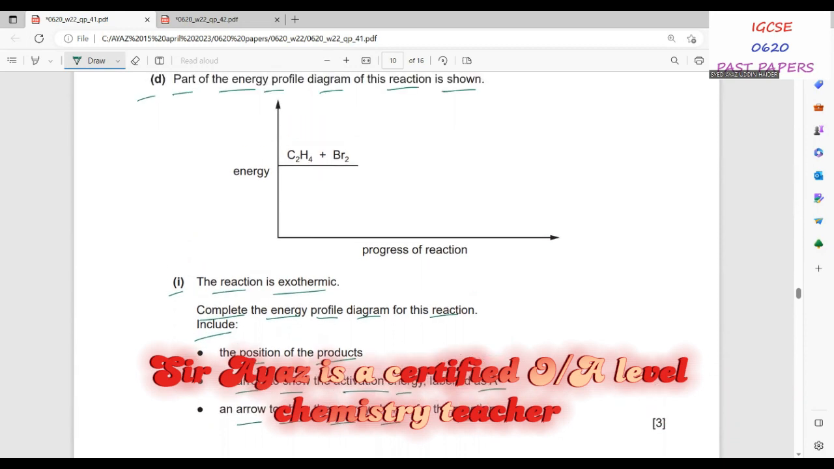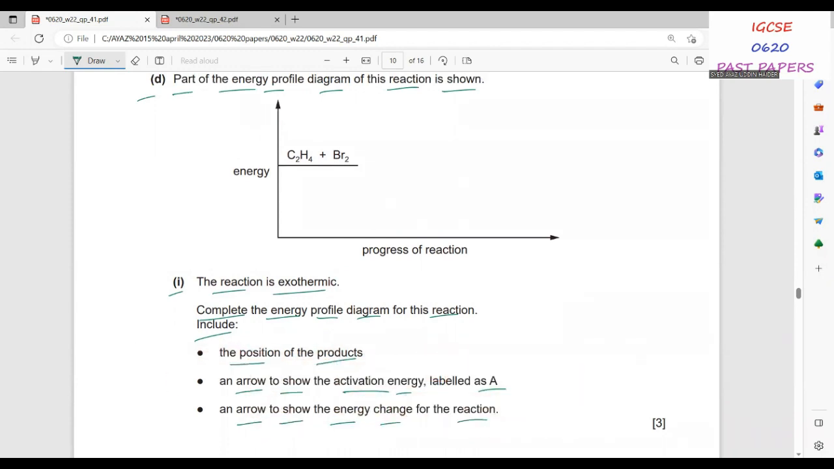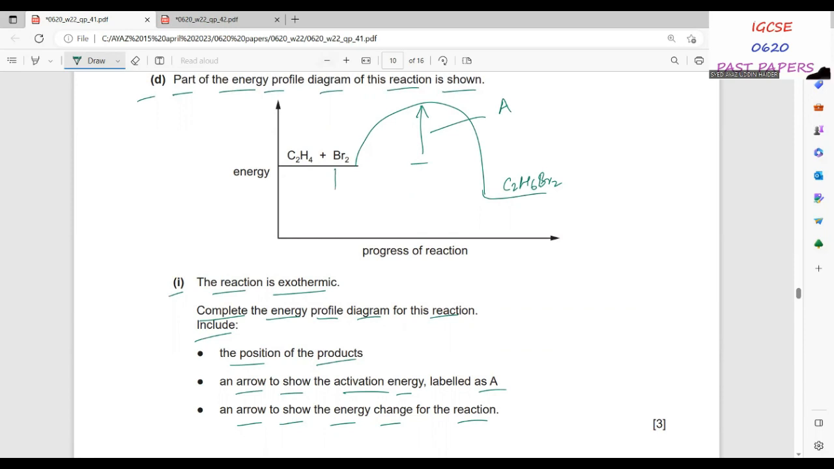This reaction is exothermic, so the product will be at the low energy state. We have an energy hump like this. This will be the product. So the product is C2H4Br2. Now I have to label the activation energy. The activation energy will be this. Label it with A. An arrow to show the energy change for this reaction. This will be the arrow for energy change, which is delta H.